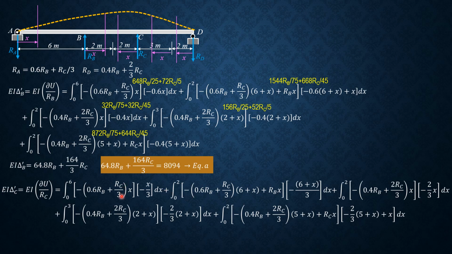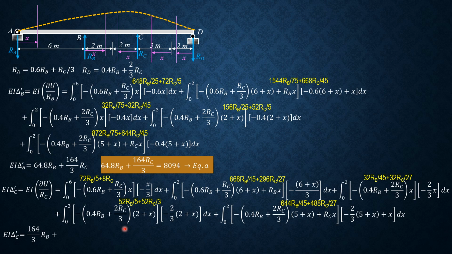So again, evaluate the integral separately for RB and RC. This first integral gives us 72 over 5 RB plus 8 RC. The second integral gives us 668 over 45 RB plus 296 over 27 RC. The third integral is 32 over 45 RB plus 32 over 27 RC. This integral is 52 over 5 RB plus 52 over 3 RC. And lastly, in this integral, we have 644 over 45 RB plus 488 over 27 RC. So combining like terms, EI delta C prime equals 164 over 3 RB plus 500 over 9 RC.